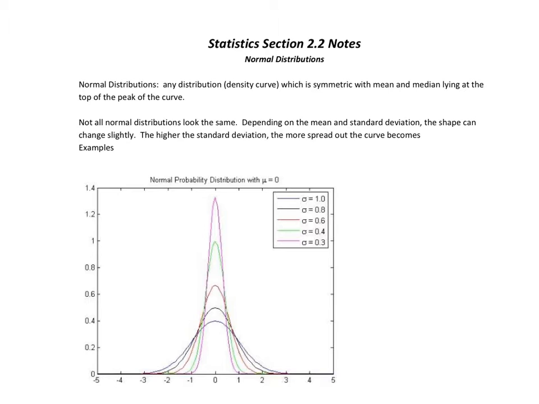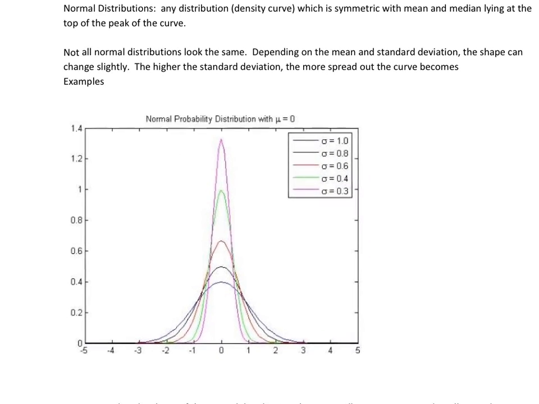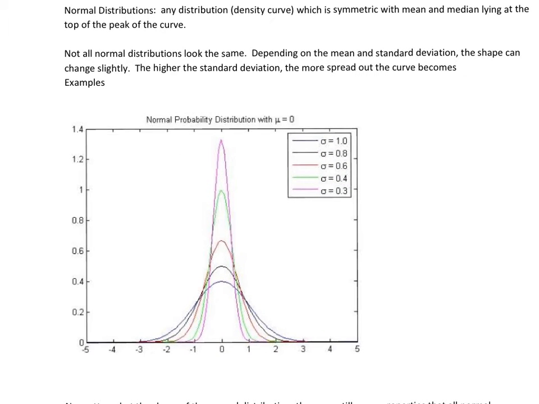But they don't all look the same. The mean and the standard deviation determine the shape. The higher the standard deviation, the more spread out the curve becomes. If we're looking at an example here, we have a different color graph. The one that's the skinniest has a standard deviation of 0.3. It's a really small standard deviation, which means the curve is a lot skinnier.